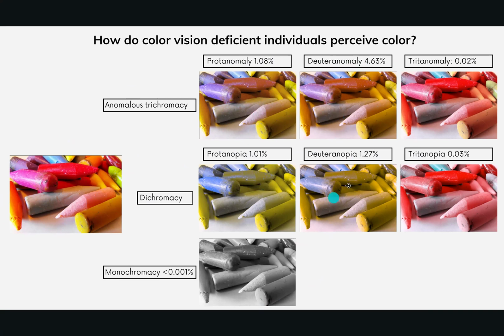I do want to mention that these individuals have the most common type of color blindness, which is red-green color vision deficiency. Which means that these individuals have a very hard time distinguishing between red and green, if at all.